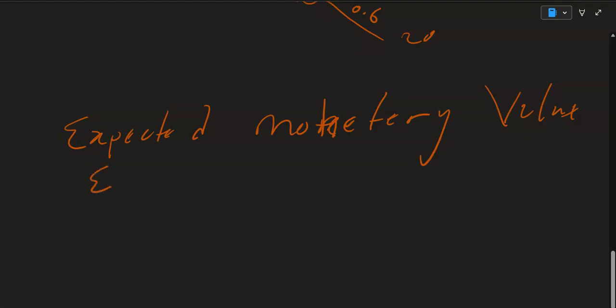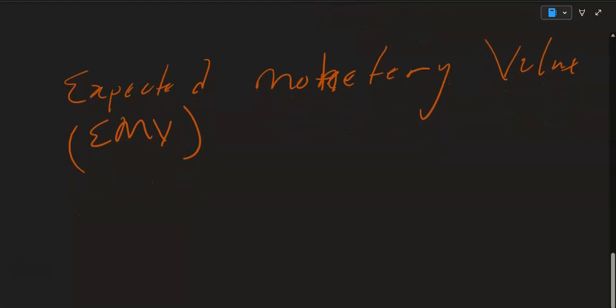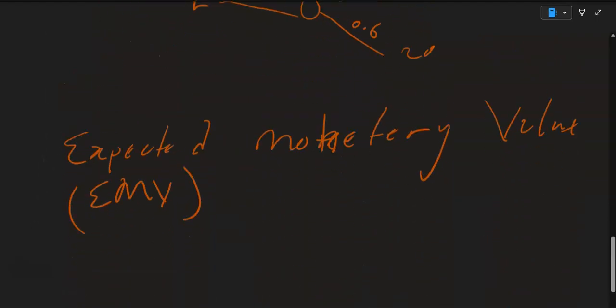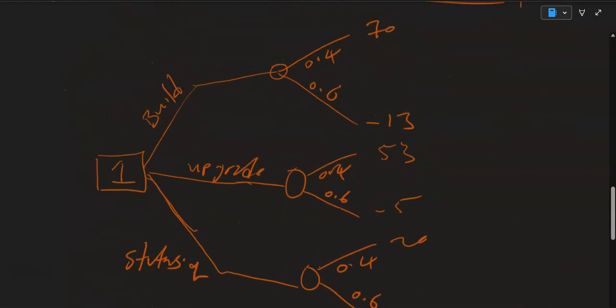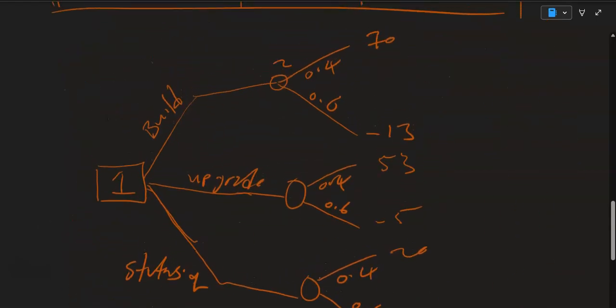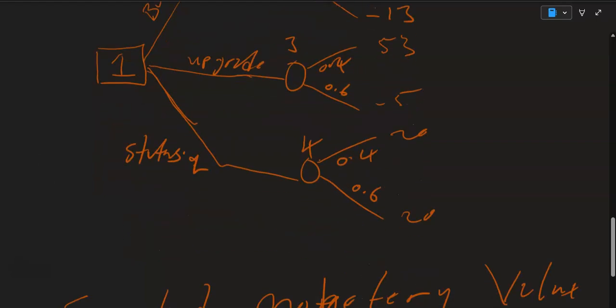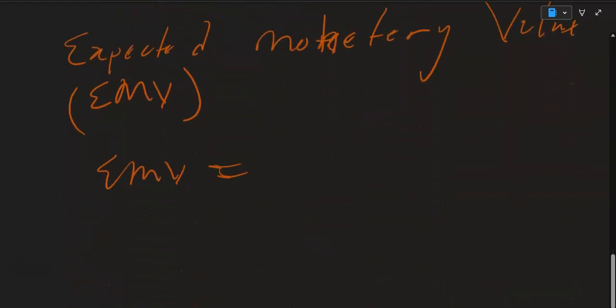All right, so this is usually denoted by EMV. What is your expectation? What is the end goal amount for every decision? This is where we're going. So how do you do it? The general formula for EMV is equal to, so we're going to label these. If this was our 1, this would be our 2, this would be our 3, that would be our 4. Our general formula is the summation of probability of x.